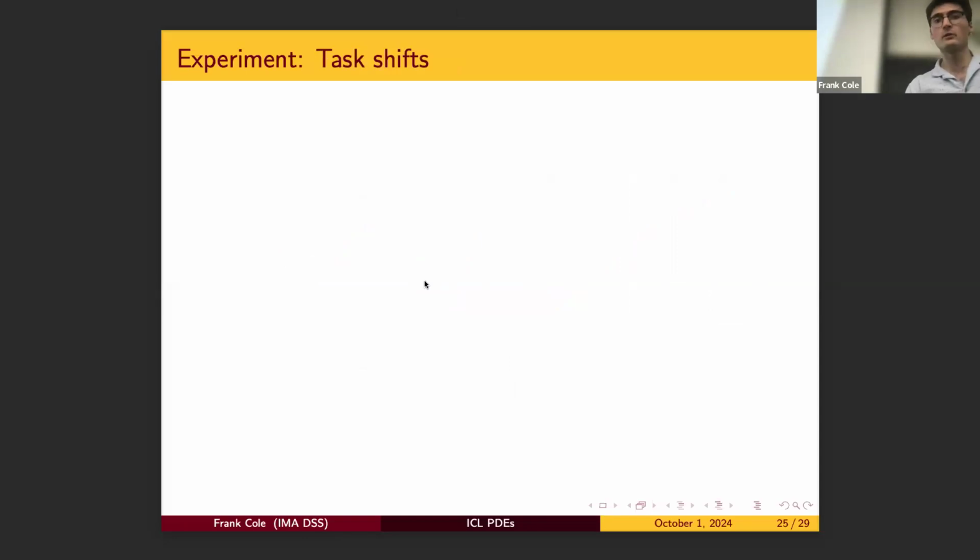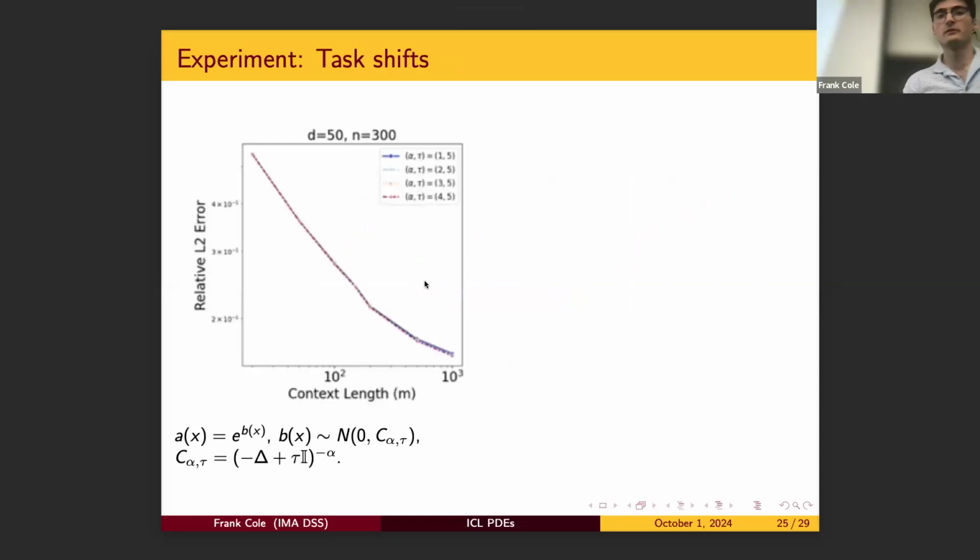So another experiment is on the task distribution shifts. This is one example where we're solving this PDE, and we change the distribution of the coefficients between training and testing. Here, we're shifting the distribution of the diffusion coefficient A, and these parameters, alpha and tau, that are being plotted, basically parameterize the distribution of A.